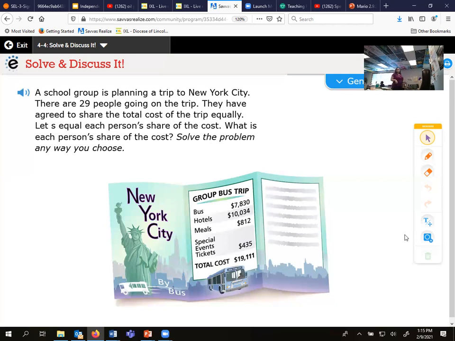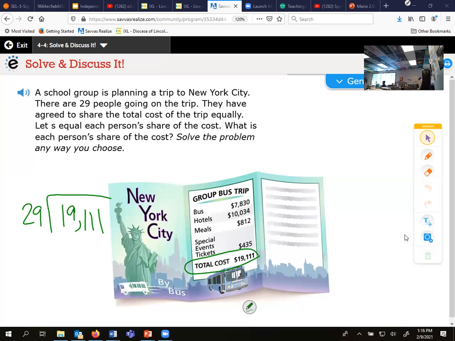Okay, what 2 numbers do we need to work with? Jack. 29 and 19,111. Yeah, because they're going to split the total cost of the trip. So it's nice that they told us what everything costs, but the big important thing is this right here. Okay, and how do we share this amount with 29 people? What kind of math am I going to have to do, Marco? Division. So we're going to take 19,111 and divide it by 29.